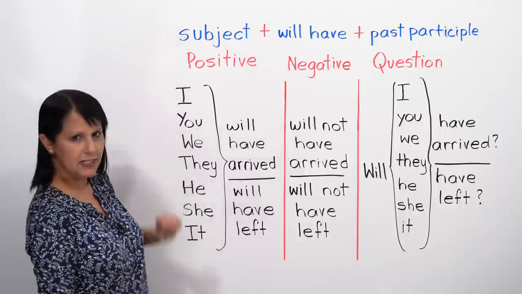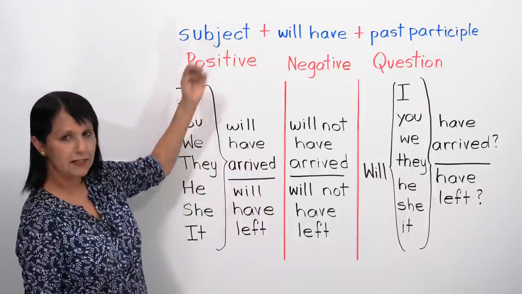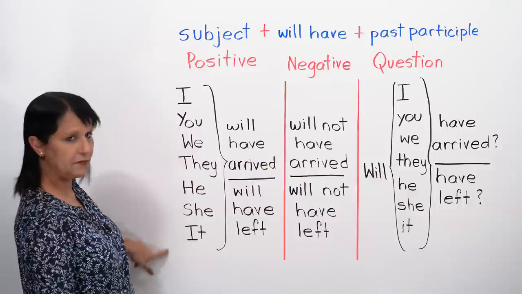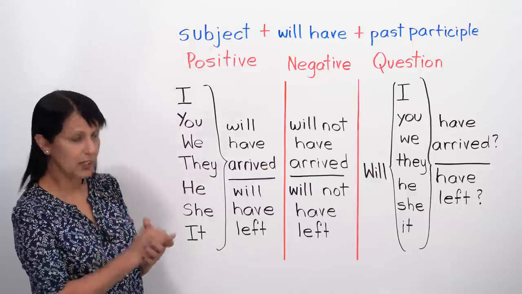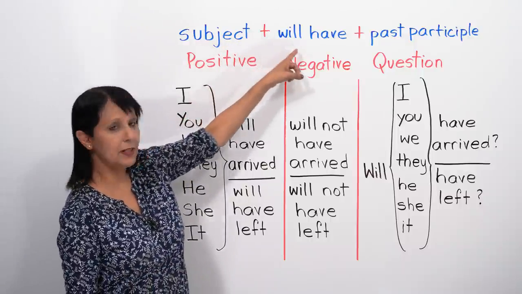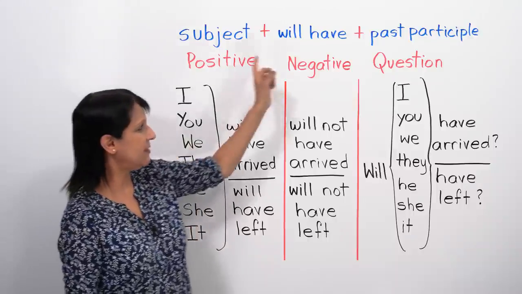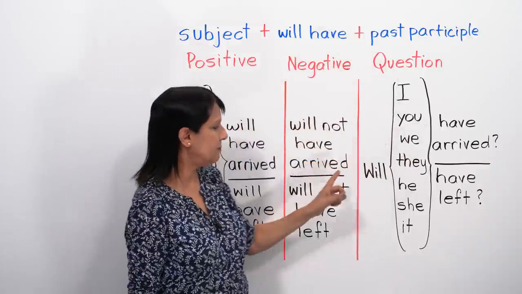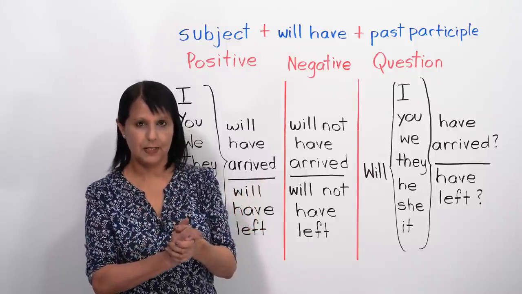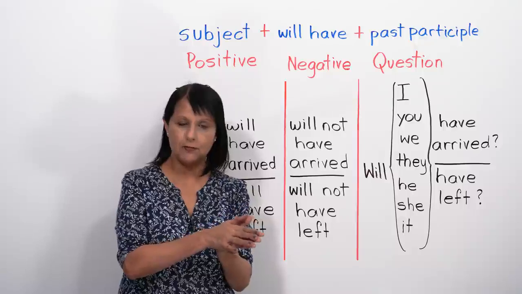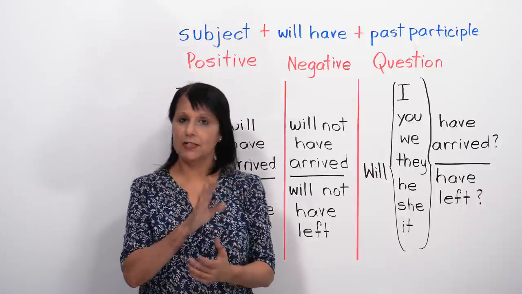So with a positive sentence, we're basically going to follow this structure. We take the subject, which is any one of these words or any other word which is functioning as a subject. We add will have, always, doesn't matter which subject. And then you have to add the past participle of the verb. What does that mean? It depends if we're talking about a regular verb or an irregular verb. They change, the past participles are different.